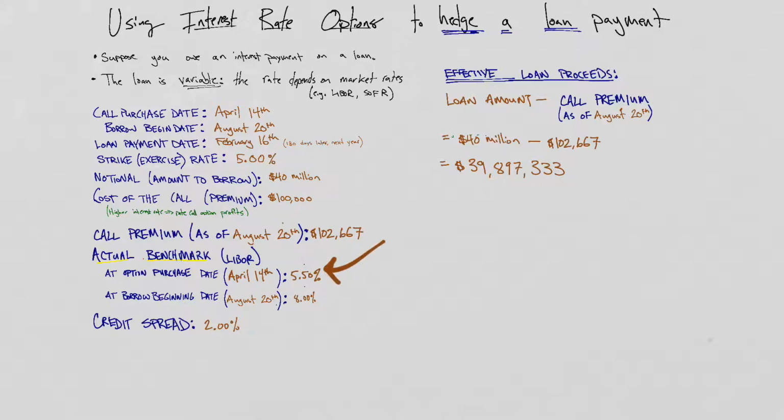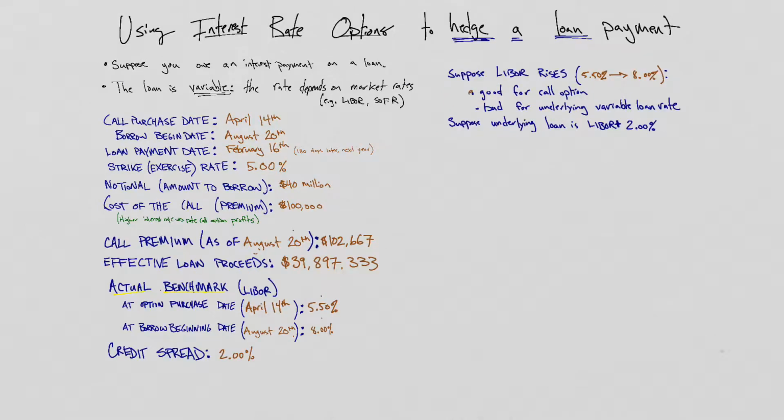Let's see what happens to both our loan and the call option if LIBOR, between now and the next 128 days, actually rises to 8%. So we know that this will be good for the call option and bad for the underlying loan that we have. The loan will become more expensive, and the call option will produce some profit. But let's see by how much for each.